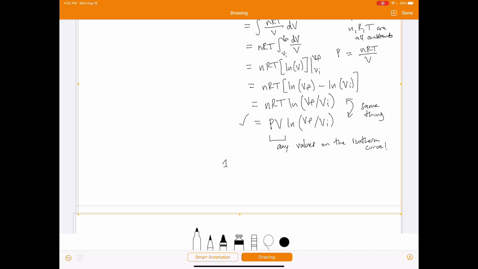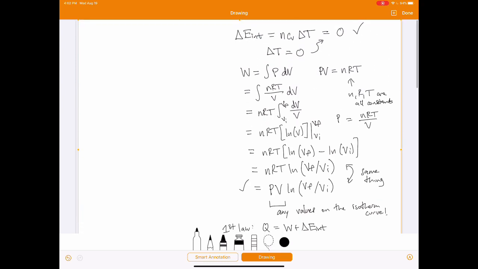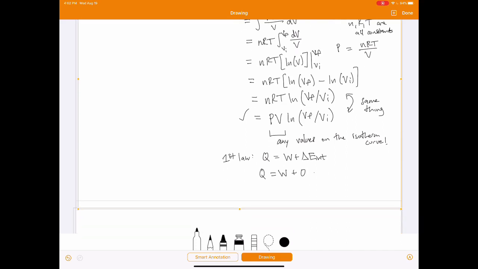So the last thing we'll do is write down the first law as it applies to ideal gases, which says Q is equal to W plus delta E internal. And in this case, Q is equal to W plus 0, because remember, there isn't any internal energy change happening. That's equal to 0. So Q is equal to W. So it's the same exact expression for the work. That's also the heat.